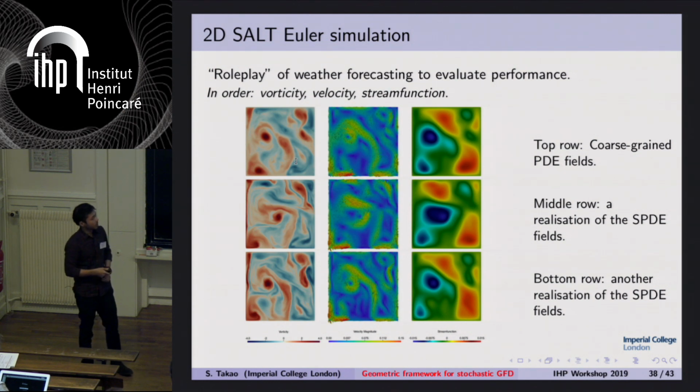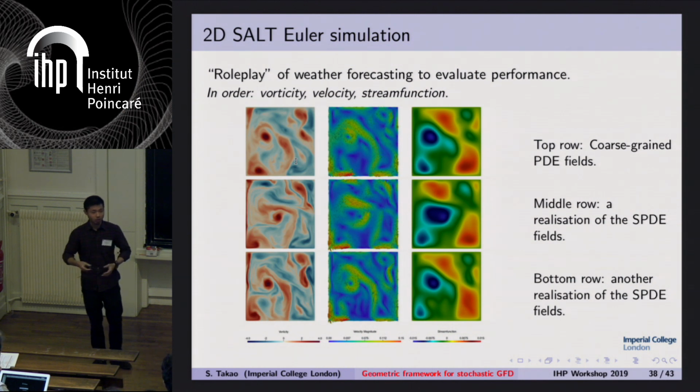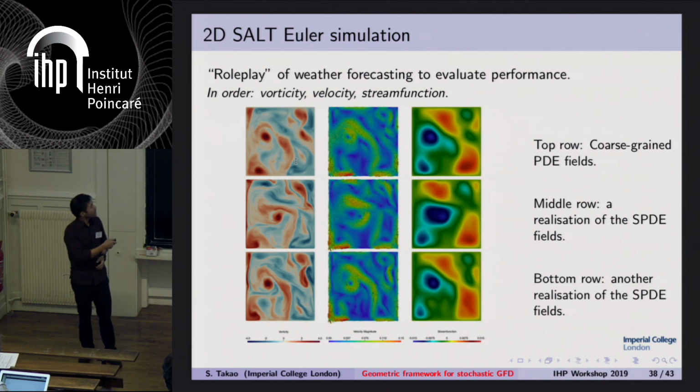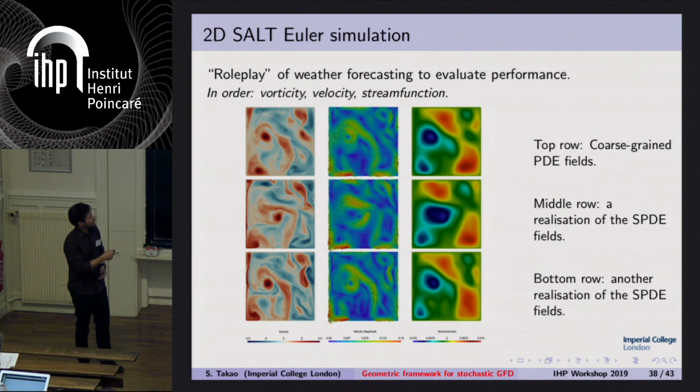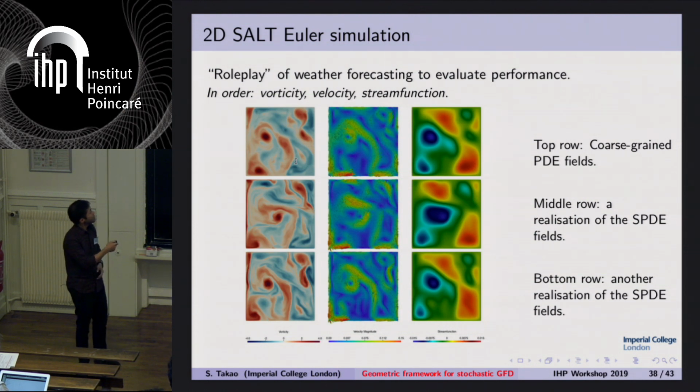So in the top row, this is the simulation for the truth, which is the fine scale PDE that's solved in a really fine scale, but coarse grained in order to compare with the stochastic equations solved on a coarse grid. In the middle row, this is a realization of the SALT equation, the stochastic differential equation, solved on a coarse grid. And this is another realization of the SALT equation. Because of the stochasticity, these two realizations are different, of course. The noise in the SALT equation allows you to explore different situations that your weather could have gone. And of course, it's also different from the truth because of the noise. Let's say that this simulation is closer to the truth compared to this one.